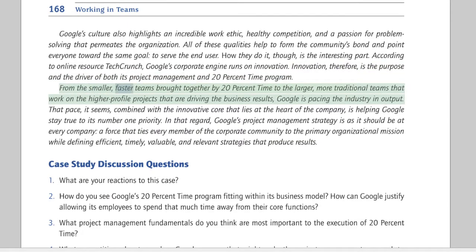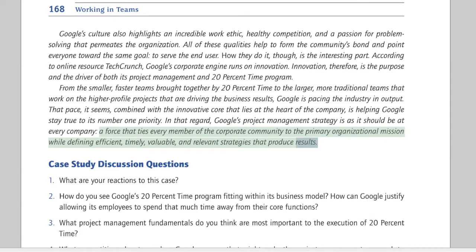From the smaller, faster teams brought together by 20% Time to the larger, more traditional teams that work on the higher-profile projects that are driving the business results, Google is pacing the industry in output. That pace, it seems, combined with the innovative core that lies at the heart of the company, is helping Google stay true to its number one priority. In that regard, Google's project management strategy is as it should be at every company, a force that ties every member of the corporate community to the primary organizational mission while defining efficient, timely, valuable, and relevant strategies that produce results.